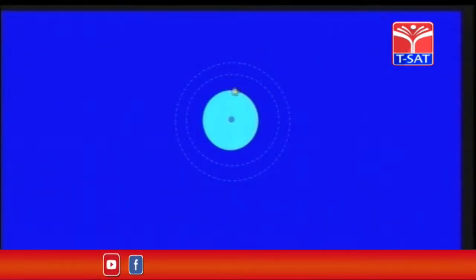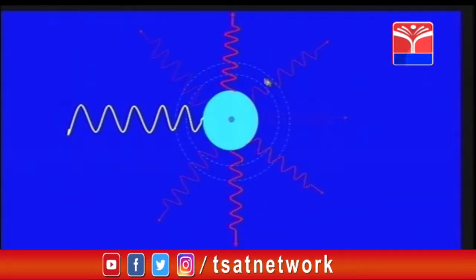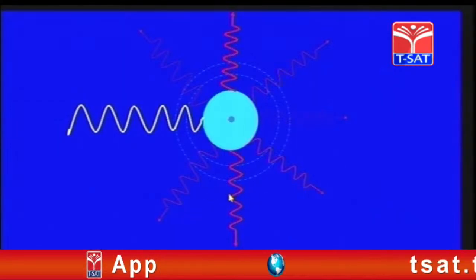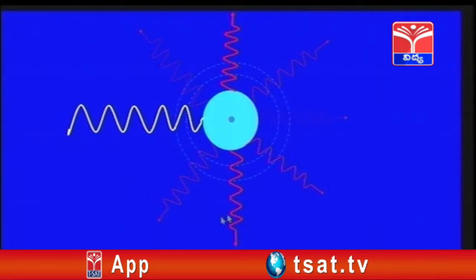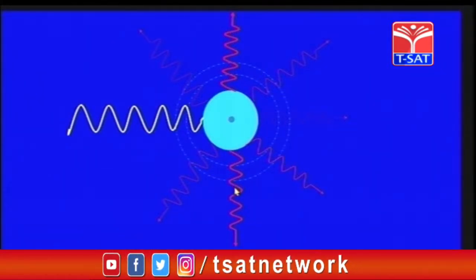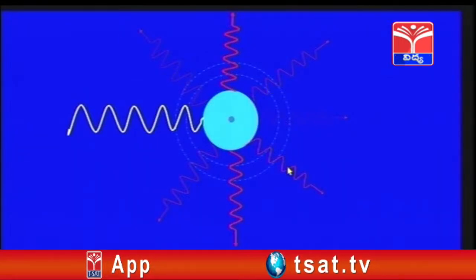Say this is an atom and this is a nucleus. Whenever light is incident on this, it re-emits light waves with different intensities in all directions. Observe here, the red light waves are emitted in all directions, but you can observe that these two light waves have a higher intensity and the remaining light waves have a lower intensity.